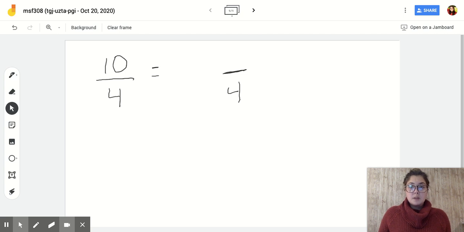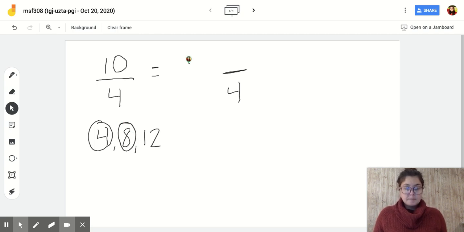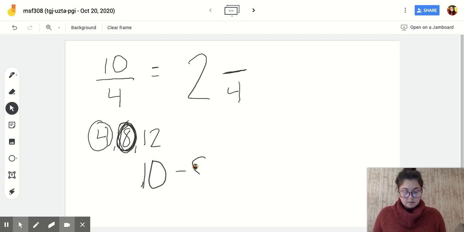When we list our multiples of our denominator, we've got 4, 8, 12. I'm going to stop there. 12 is a bigger number than 10. Because 12 is a bigger number than 10, I know that 4 can go into 10 two times. 2 is our whole number again. So we've already used up 8 of the 10. So let's do 10 minus 8. We get 2. So we've got 2 and 2 fourths.